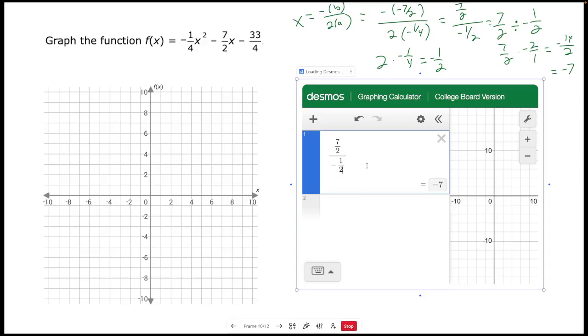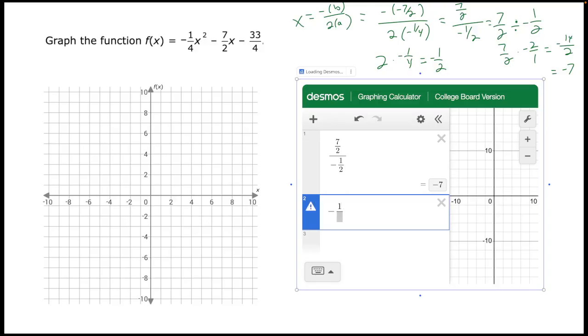All right, let's make this a little bit easier on ourselves. Let's type the original function, which is -1/4 x squared minus 7 over 2x minus 33 over 4. And now we want to plug in this -7. So let's replace all of these x's with -7 and let the calculator do the ugly fractions for us.